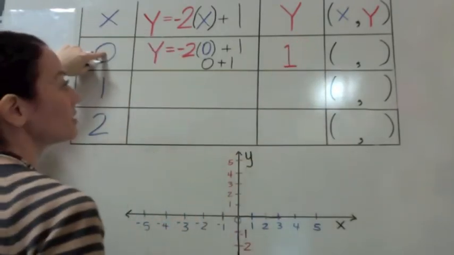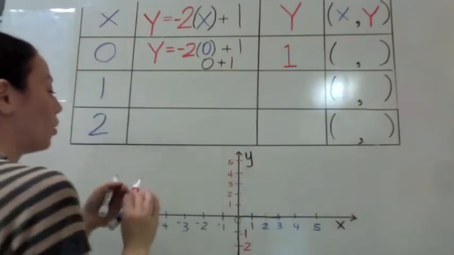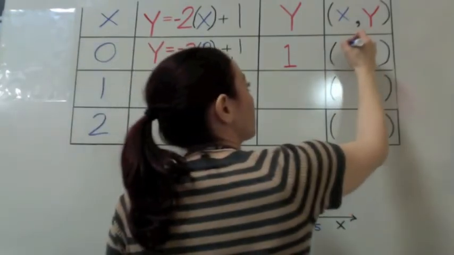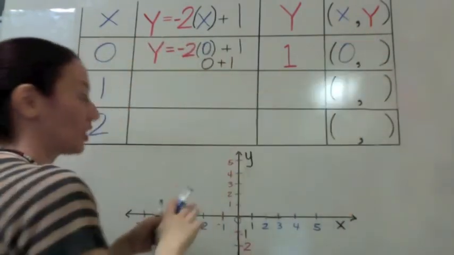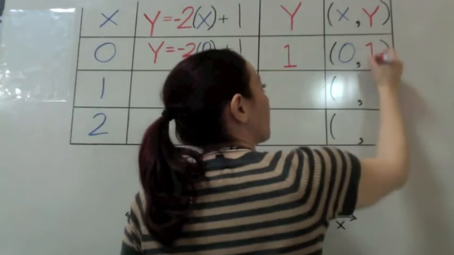So when x is 0, y is 1. So for x, we're going to write 0. What are we going to write for y again? We're going to write 1. Let's go ahead and graph 0, 1.